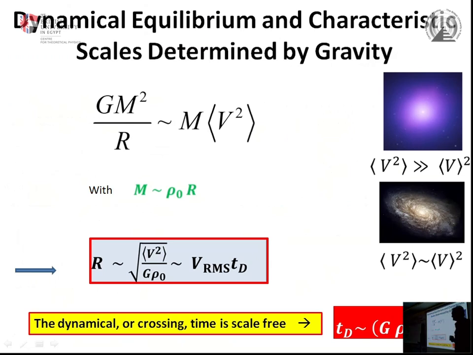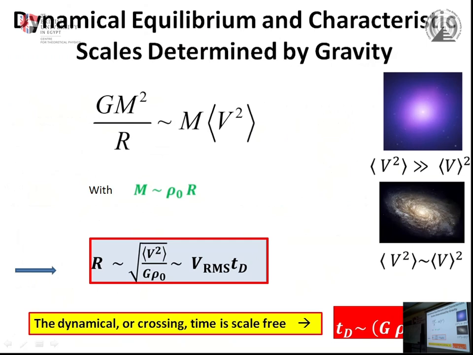And this is in virial equilibrium. And an important thing, let's say we are in the room. Does anybody have an idea what's the RMS speed of the molecules in the room here?